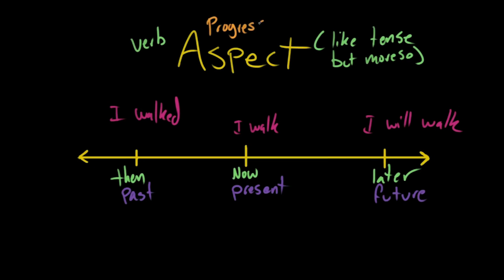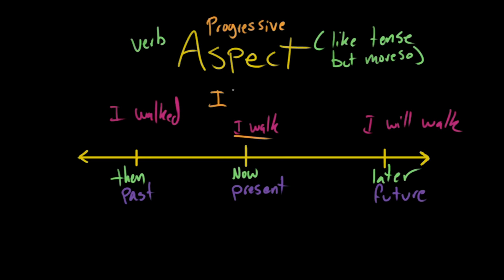Let's talk about the progressive aspect. So we talked about the simple aspect as something that is just the most bare form. It's what you see here. I walk, I will walk, I walked. But aspect allows us to talk about things that are ongoing. And that's what we call the progressive, because it's progressing, it's going, it's happening.